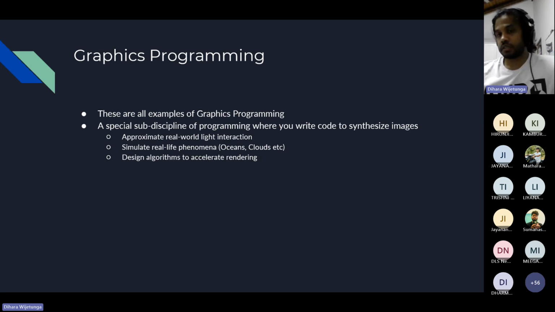So some common tasks done by a graphics programmer include trying to approximate the light interactions you see in real life, things like reflections, refractions, light bouncing, and so on, and also simulating real life phenomena like clouds or ocean waves, or even things like a camera lens. We do all of that stuff. And we also design algorithms to accelerate the rendering of images, so make things faster. We optimize games, we optimize different algorithms and things like that. And these days, it's mostly done using GPUs, which is where we specialize.